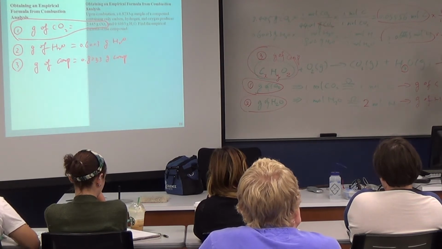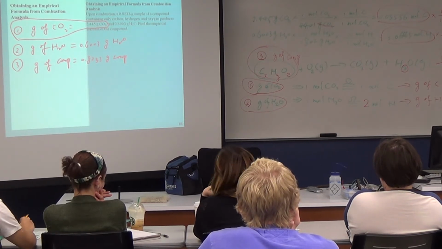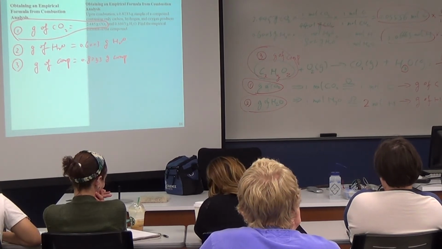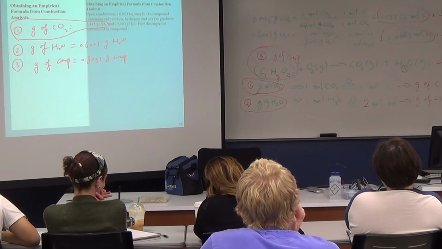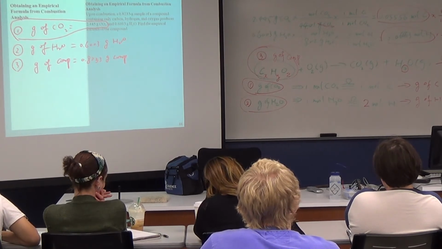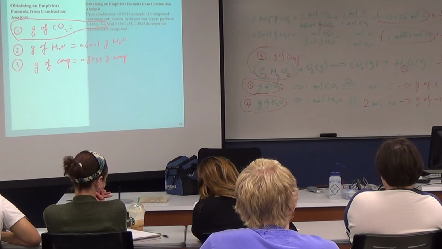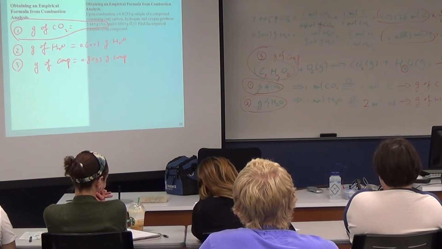So gram of O equals, let's do the substitution. Gram of the compound is how much? 0.8233 gram. And then minus gram of C, 0.667 gram, minus the gram of H, which is 0.0673 gram. Right? So remember, what we want to calculate here is the gram of what?